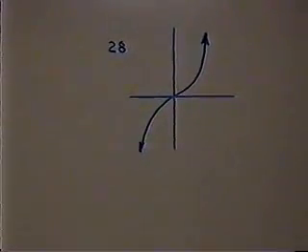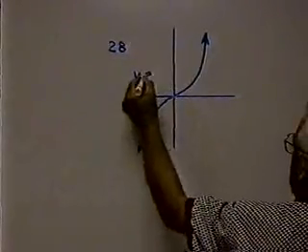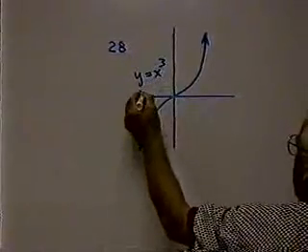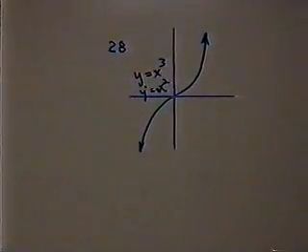Okay. Now 28 is a cubic equation. Just to jump ahead a minute, 28 is a cubic equation. This is y equals x cubed. So the derivative is going to be something times x squared, which means this better be a parabola. Well, let's see if it is.